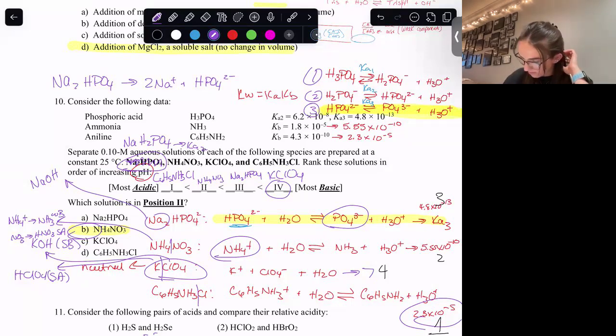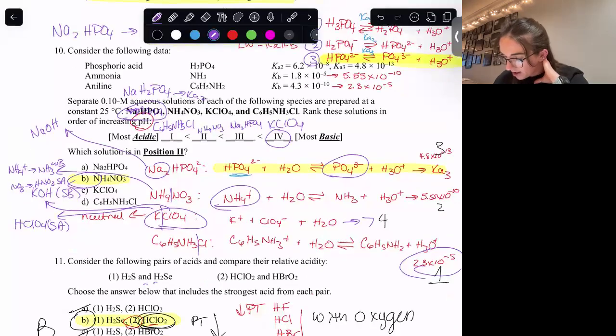Awesome. Okay. And then someone asked why KClO4 in this example doesn't have a Ka of 1 times 10 to the negative 7 since it's neutral. I have not had time to figure that out. My apologies. I don't know, but I do know that it doesn't.